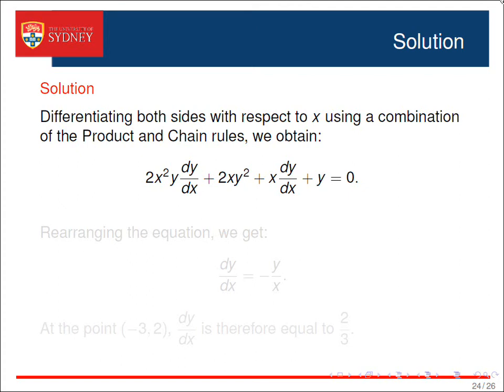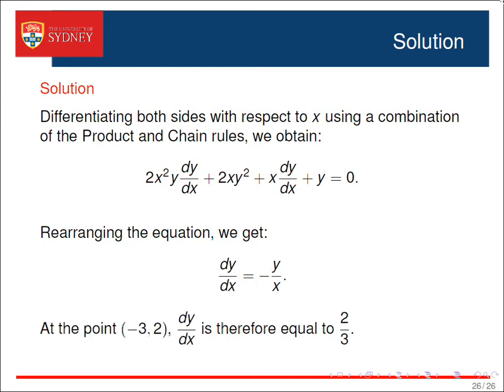Differentiating both sides with respect to x, using a combination of the product and chain rules, we obtain the following. Rearranging the equation, we then get the derivative dy dx to be negative y divided by x. Finally, the derivative at the point minus 3, 2 is therefore 2 divided by 3.